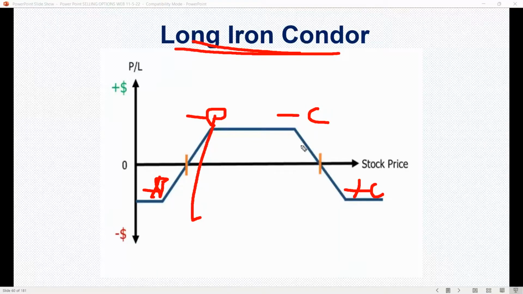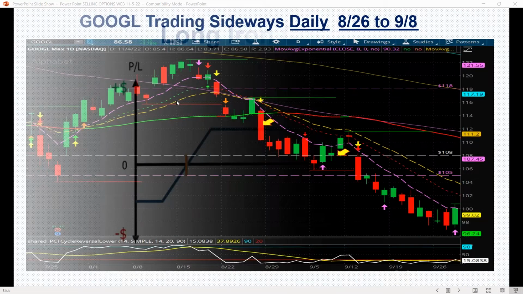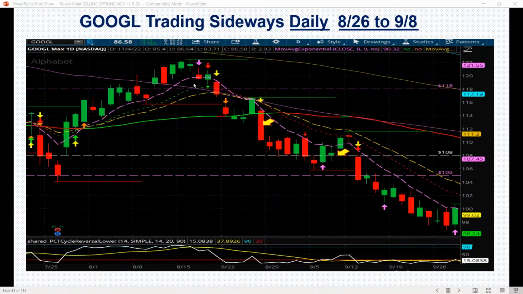So if it goes out between the two short strikes, you keep those max credits, but you still have a capped trade. All right, but it's again a probability trade. So here's an example of one that we set up not too long ago. This was on Google. So it was trading sideways.